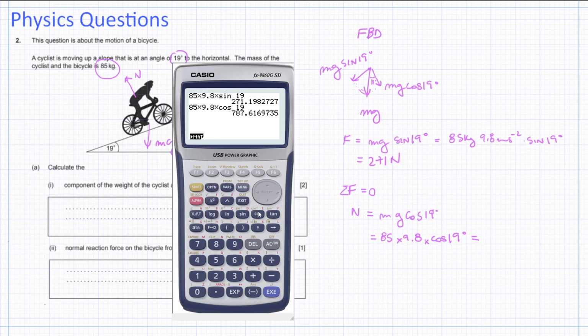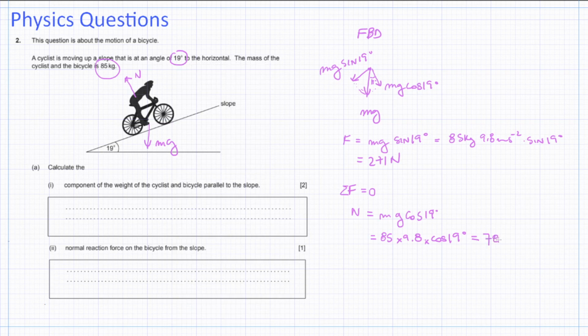There you go. So we've got 787 newtons. Now notice that for this question in particular, the mark scheme accepts values if, instead of using 9.8, you use 10. So often they will accept those, but I would highly suggest that you use 9.8.